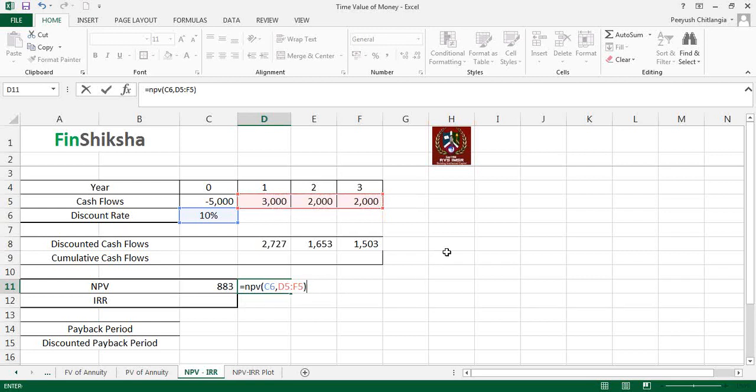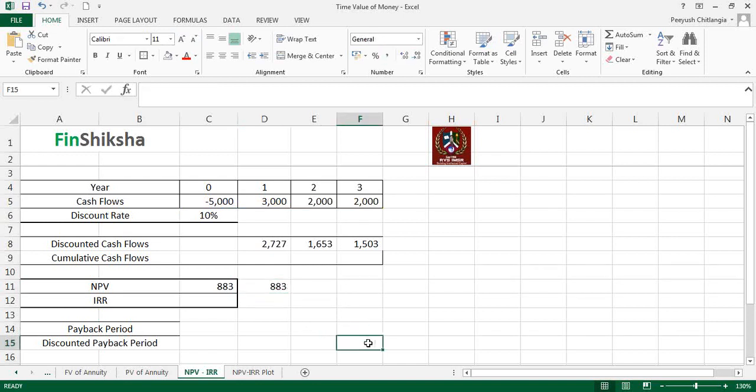So you start from 3,000 and then you add the initial outflow that has been done. That's 883 once again. So you could have also solved the same question using the NPV formula on the Excel file to arrive at this value, correct? That's the NPV value. That's the calculation of NPV.